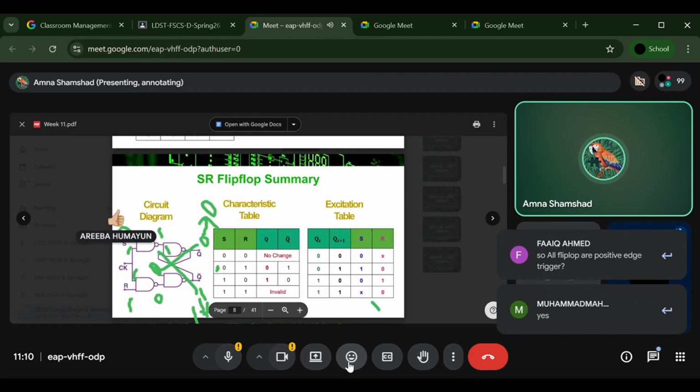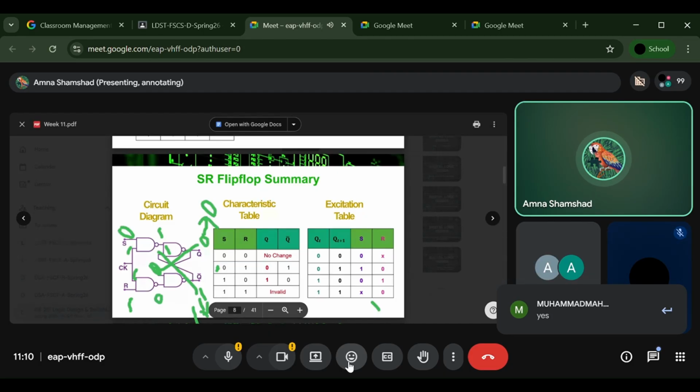All flip flops are not positive edge triggered. When you have this clock signal written as simple CK, without any bubble sign, it means it's positive edge triggering. If the same diagram is for negative edge triggering, then I have to show the clock with the complement symbol, or in a graphical symbol I have to draw a bubble before the clock signal. Then this means that this flip flop will work on negative edge triggering.